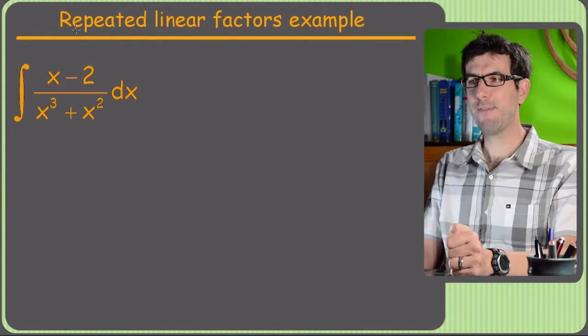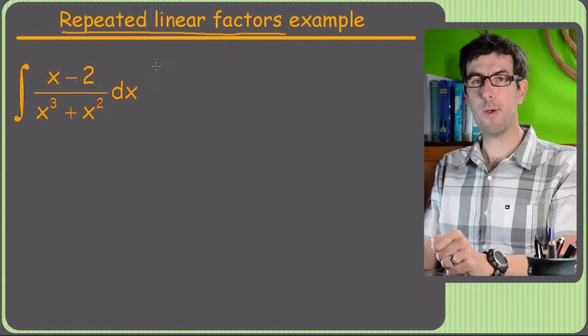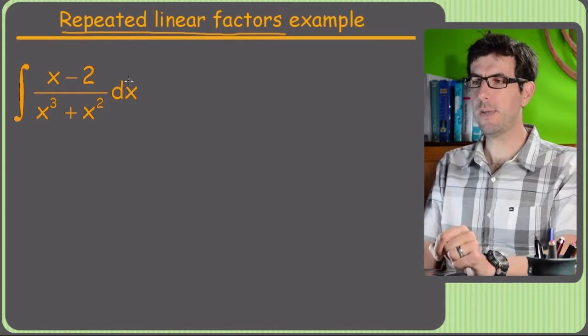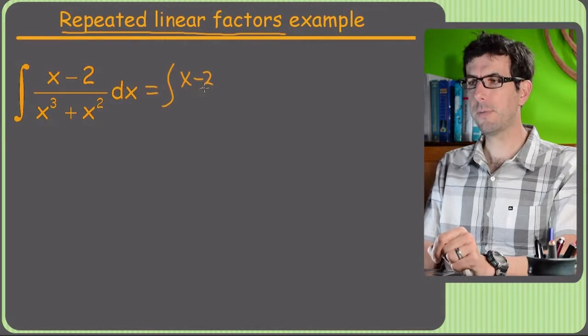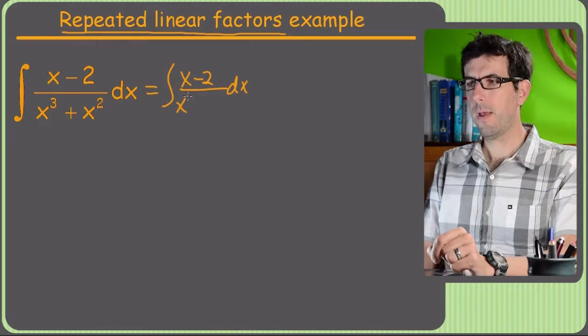All right, repeated linear factors. We'll write down the partial fraction decomposition, and I'll show you what that means. So first we got to factor the downstairs. So we got x minus 2 upstairs. And then what do we have downstairs? We can factor out an x squared actually. And then we'll just be left with x plus 1.